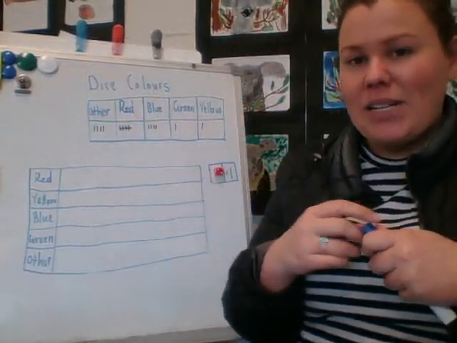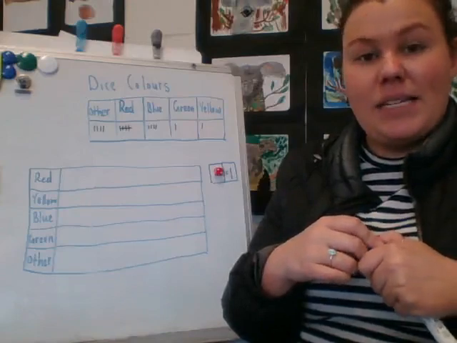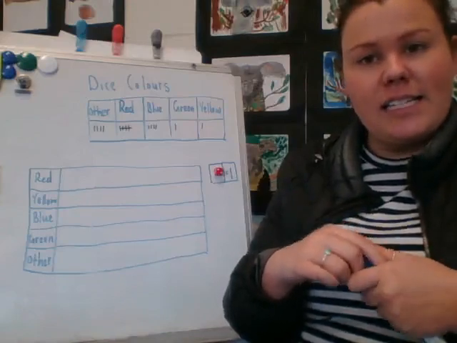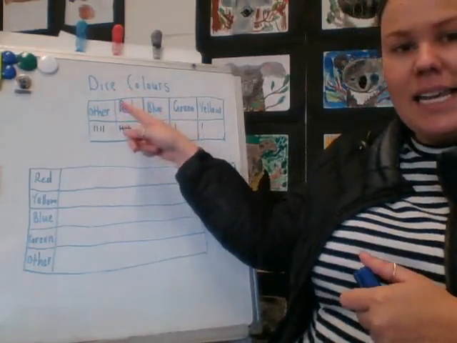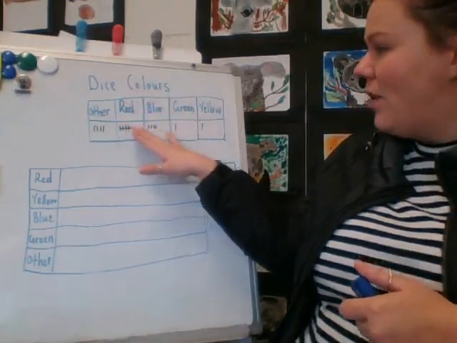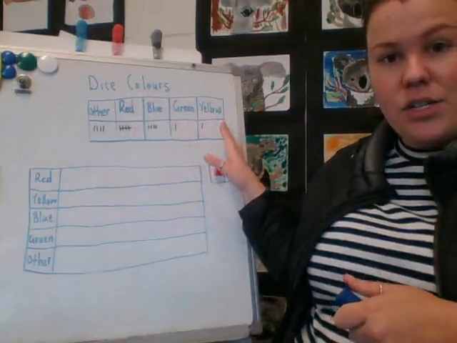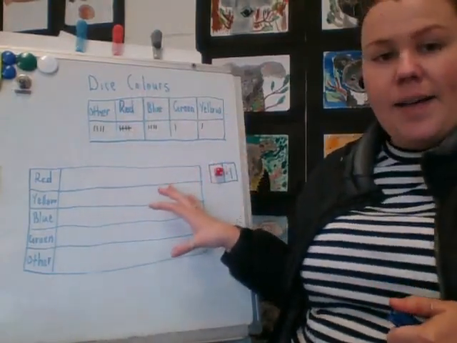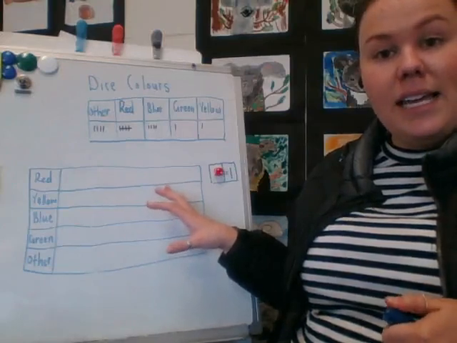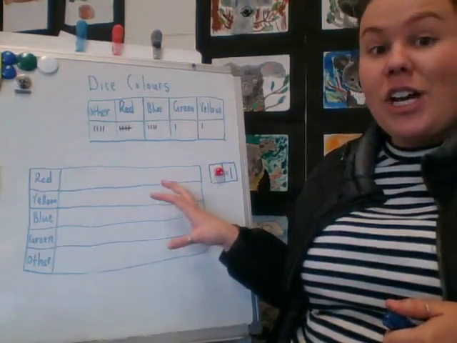So we're going to create one together today using the data set, or the information, that I collected yesterday with our coloured dice. So I've still got my data set here, dice colours, and it's still got my tally marks to show me how many of each dice we had. And down below here I have the template that you can use today to create your picture graph.